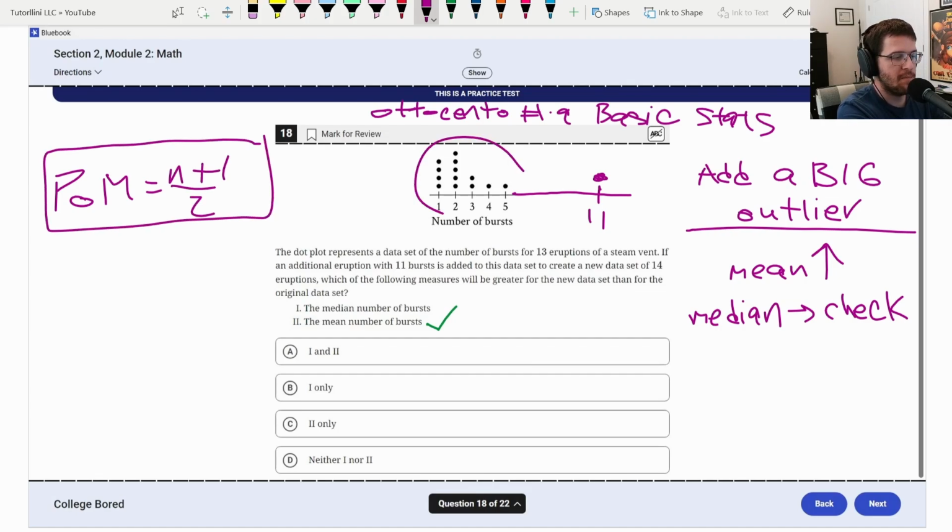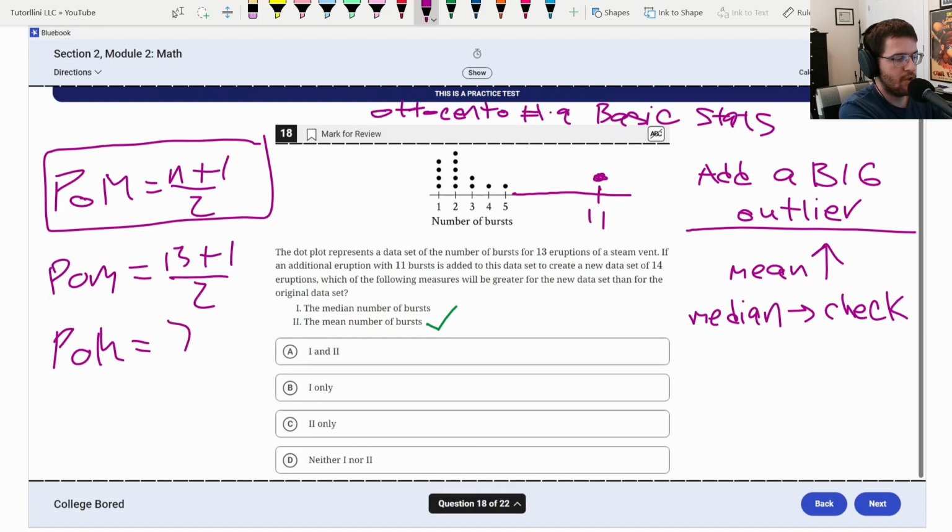And in just the black data set, there's 13 points. So we're going to do 13 plus 1 over 2. That's 7. So the 7th data value is the median. 1, 2, 3, 4, 5, 6. Okay, so it's like right here. So the median is 2 bursts before the change.